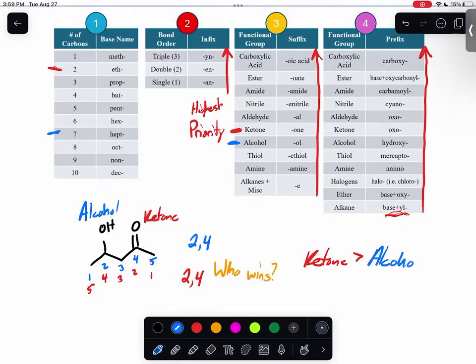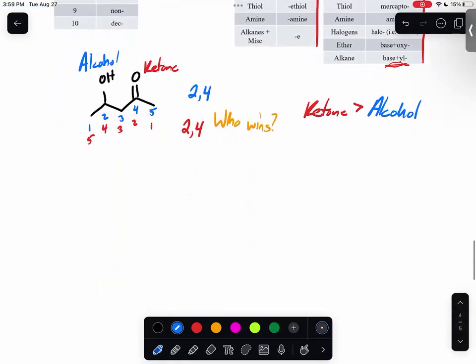So when we are naming this, we also need to keep that in mind. The appropriate way that we can number this chain is we have to give the ketone the lower number. So that means that if we can put the ketone on 2, such as numbering from right to left, that's what we're going to do.